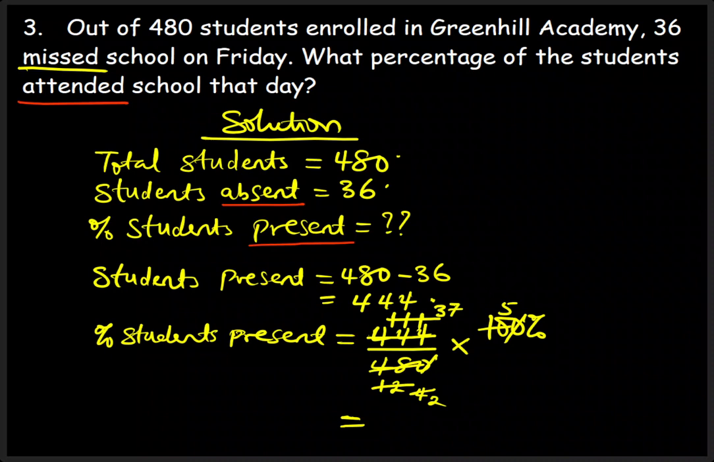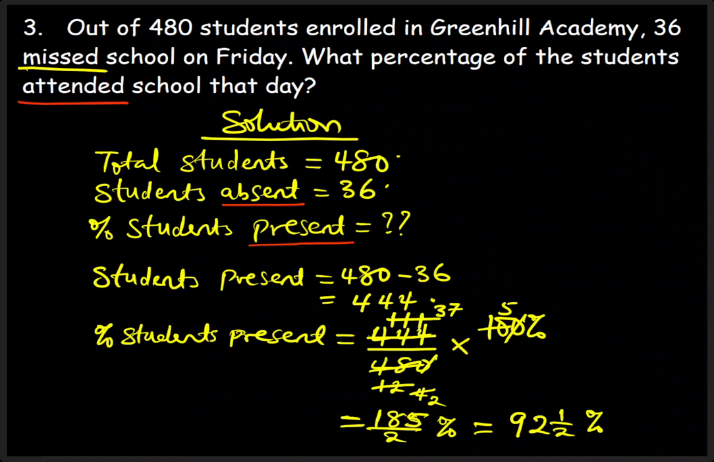So 37 times 5, that will give us 185 all over 2%, which is equal to 92 and 1 over 2%. I hope I've not made any mistake in that division process. All right, so that's what we have.